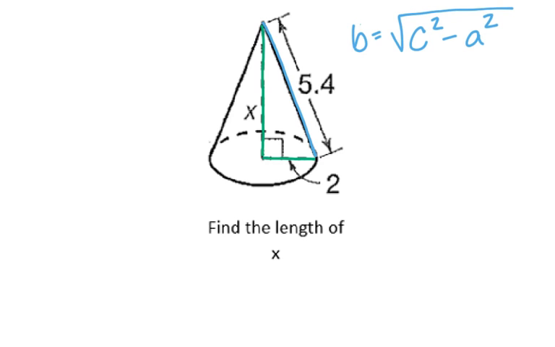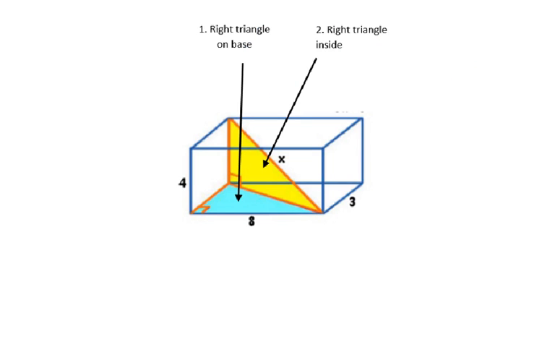So again, C is always your hypotenuse. So here my missing leg is X. My hypotenuse, or my C, is 5.4, and the leg that I'm given is 2. So if you type this in your calculator, you're going to get a long crazy decimal. So we're going to round it, we're going to approximate. And so if you type this in, the square root of 5.4 squared minus 2 squared, you're going to get approximately 5.